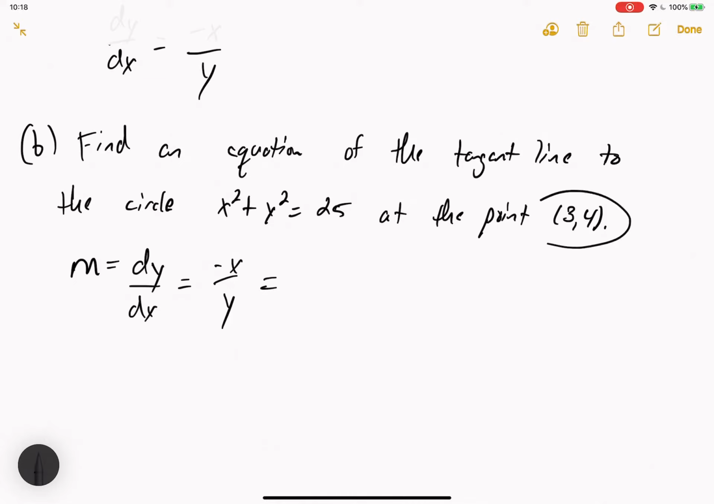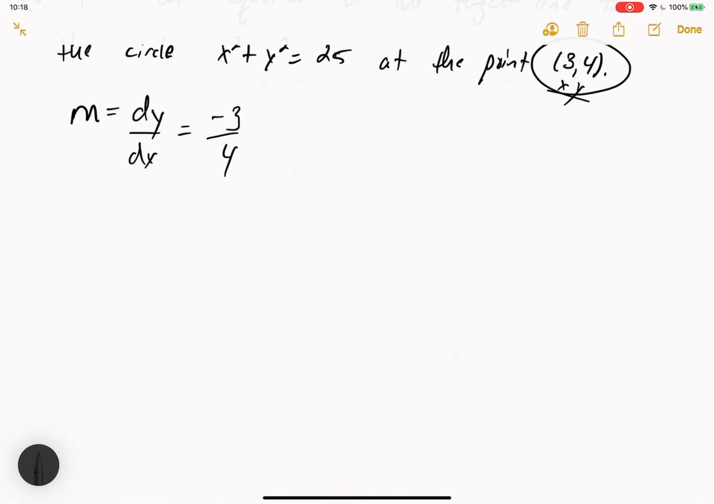But we specify the point. Remember, this is x, this is y. So instead of negative x over y, it's negative 3 divided by 4. So we get negative 3/4 is equal to our slope.